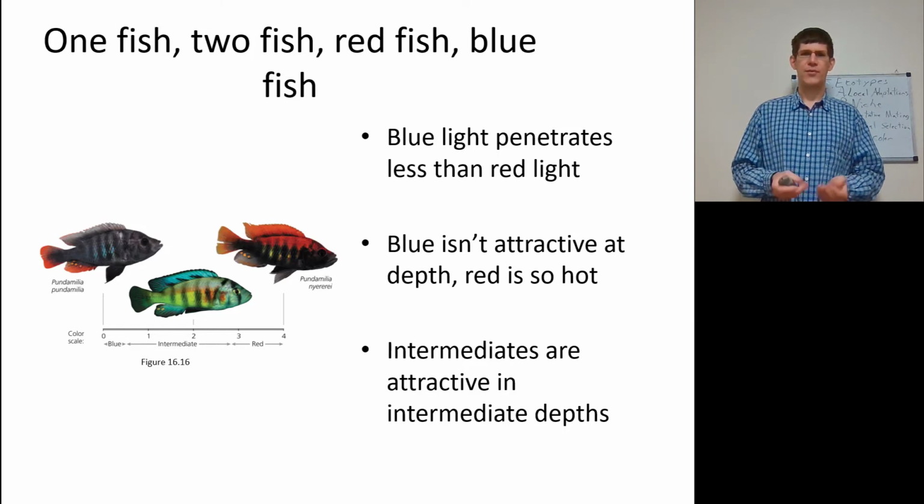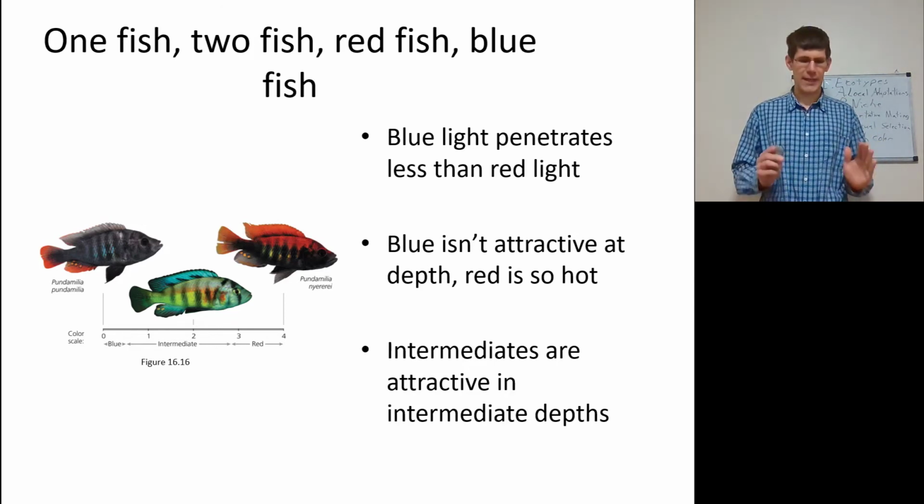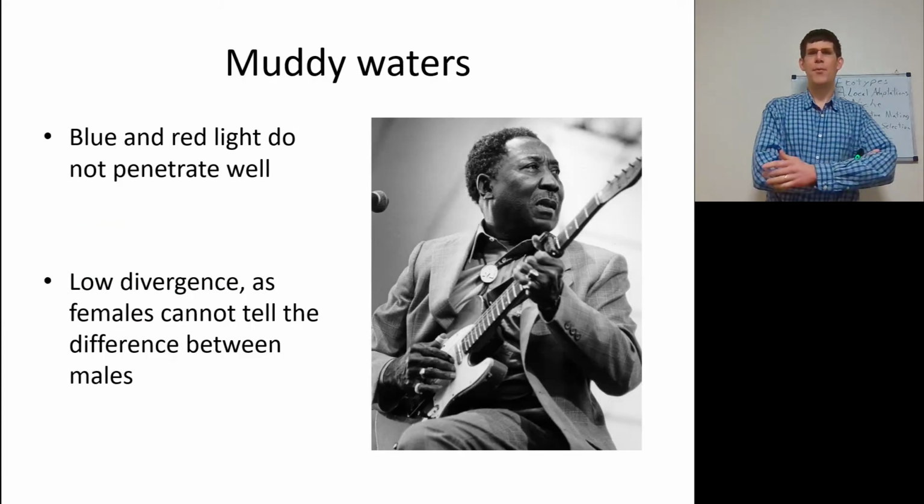And the intermediates are most attractive in the intermediate depth, so you get a certain amount of blue and red, and even a little bit of yellow and green going on there. I mean, look at that fish. Isn't it neat? Okay, no, we're not getting a fish tank today. Okay, but what about muddy waters?